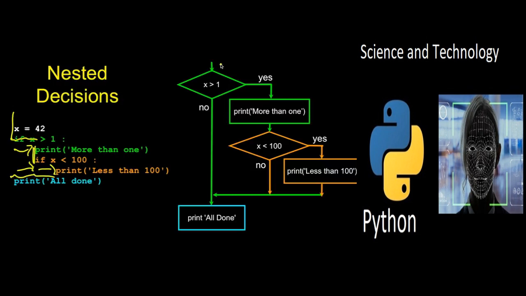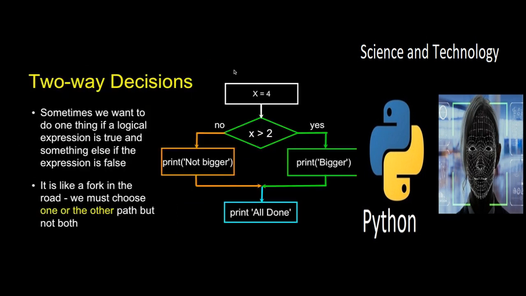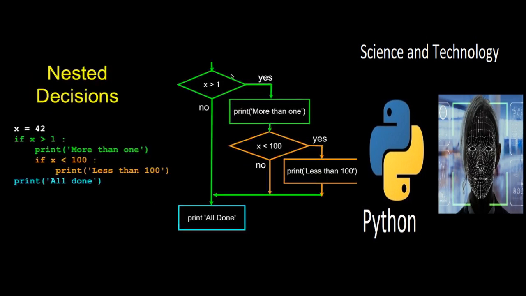And so if you watch this and you take a look at how this works, it runs to here. Oops. Back up. Comes in here. The answer is yes, x is greater than 1. It prints this. Is x less than 100? Well, it's 42, so the answer is yes. So it runs this, and then it kind of continues back to there.